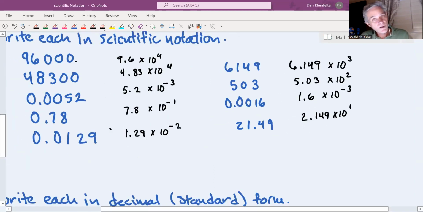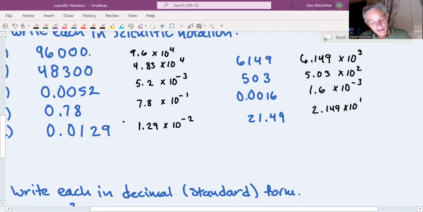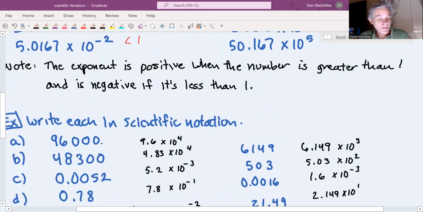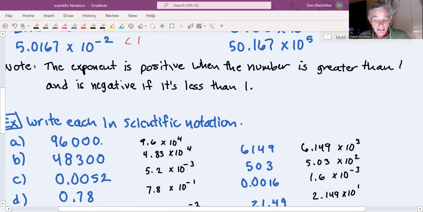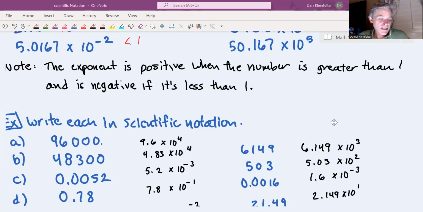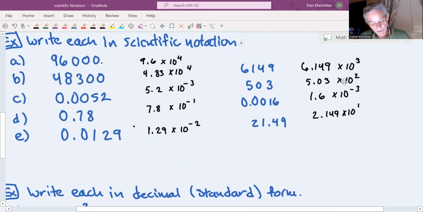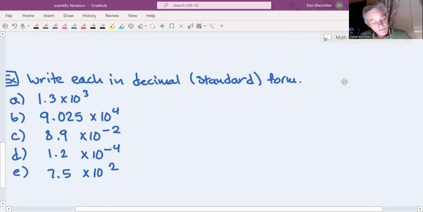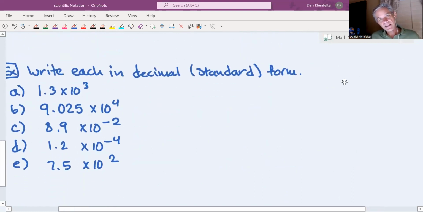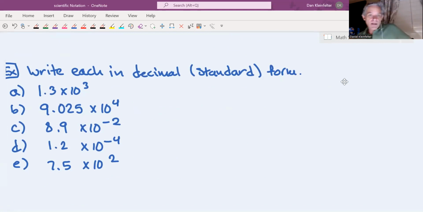So hopefully you're getting a little more comfortable with that. It does take a little bit of practice. Make sure that you remember that numbers that are greater than 1 will have a positive exponent, and numbers that are less than 1 will have a negative exponent. All right, here are a couple of numbers where we have the number in scientific notation, and we want to convert it back to the regular decimal or standard form.